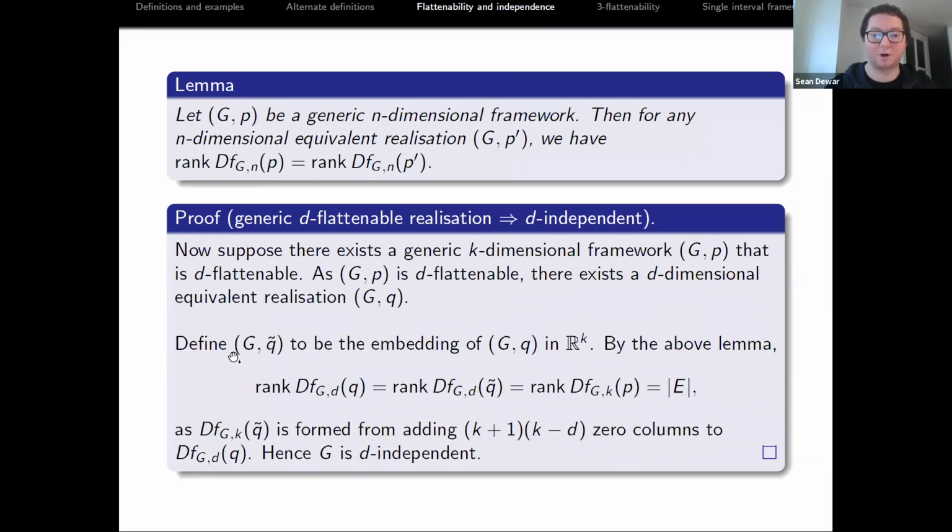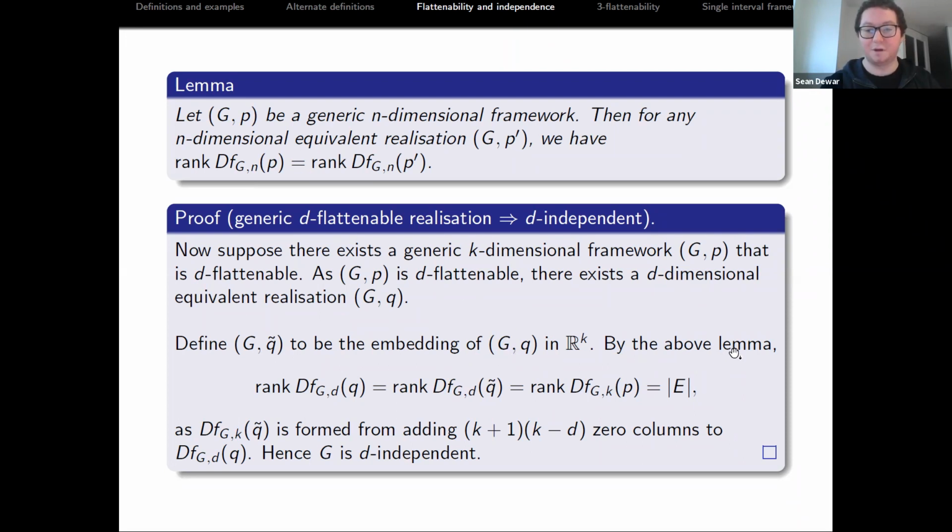We're now going to do what I said before. So G_Q tilde is going to be the embedding of G_Q in R^K. Now, this is really why it's important. Here it's more important why we have to distinguish between a framework in R^D and a framework in the hyperplane R^D with a load of zeros on the end. We have to be a bit careful. So we've embedded G_Q into R^K again.